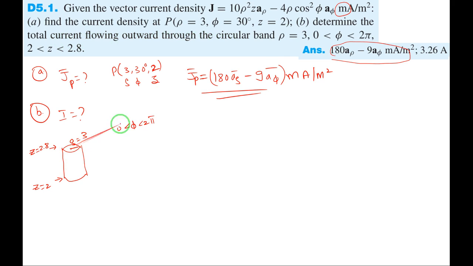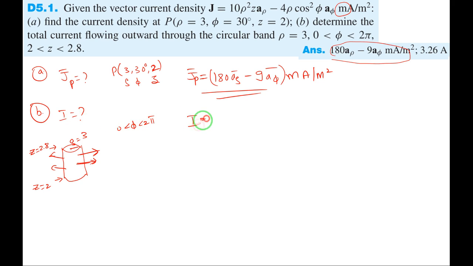Flowing outward through the circular band means the current is flowing outward like this, not in the Z direction. They have not told that. It is flowing in the radial direction everywhere. We will take only one direction everywhere. The current is leaving like this, in front, back, everywhere. So we know the relationship between I and J.